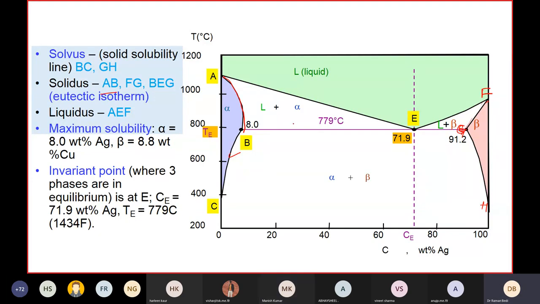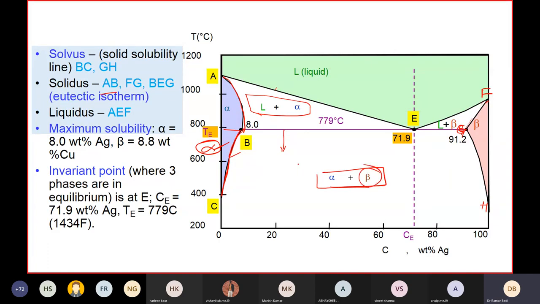Above the solidus line, you have two phases, liquid plus solid. Above the liquidus line, you have only a single phase, liquid. Below the solidus line, you have only solid phases, and not a single solid phase, because a single solid phase is available in this region up to limited solubility. Within BC, it is only alpha. But if you put more silver into it, a second phase beta will precipitate.